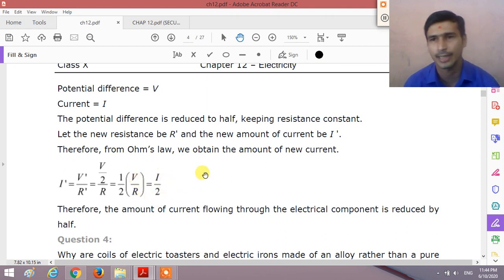We can write the answer like this: the electric current passing through the component is directly proportional to the potential difference applied across the two ends of the conductor. So as the potential difference is reduced to half, the current passing through the electric component is also halved.